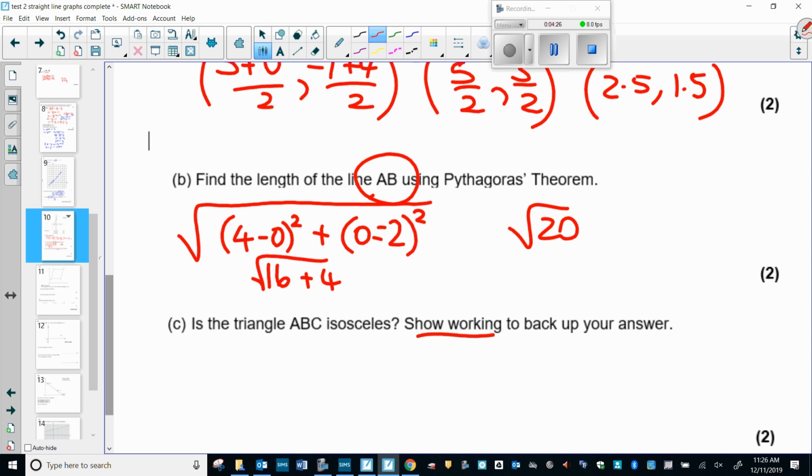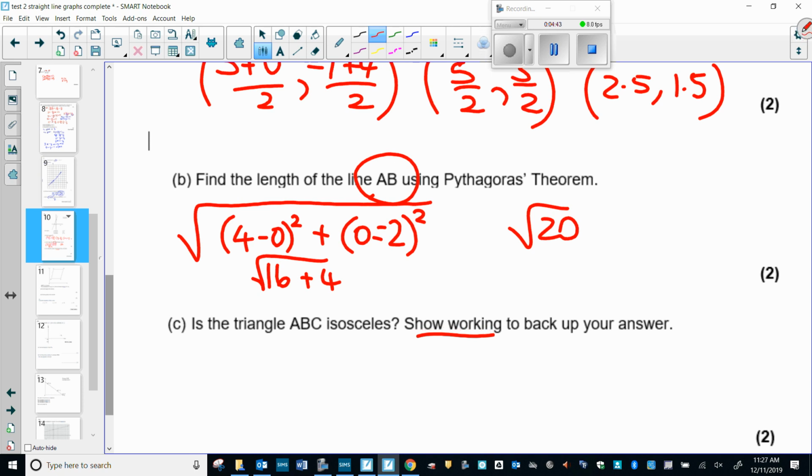Elsa. The length of the two sides. Good. So the lengths of 2 of the sides are the same. What about the third side? It's not the same. Okay.